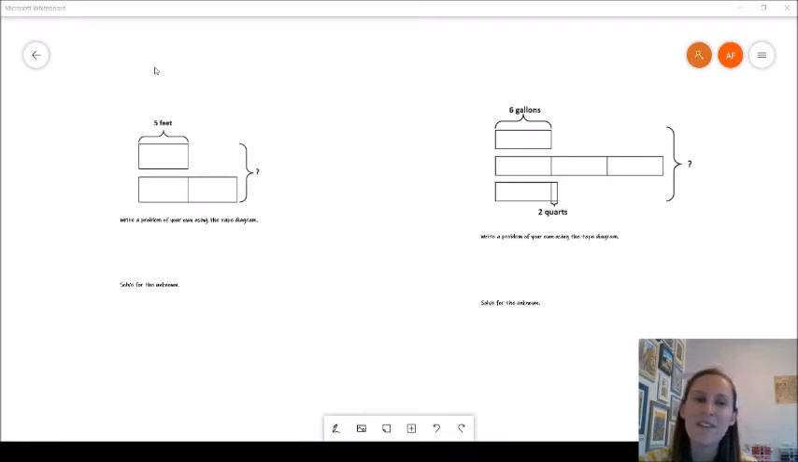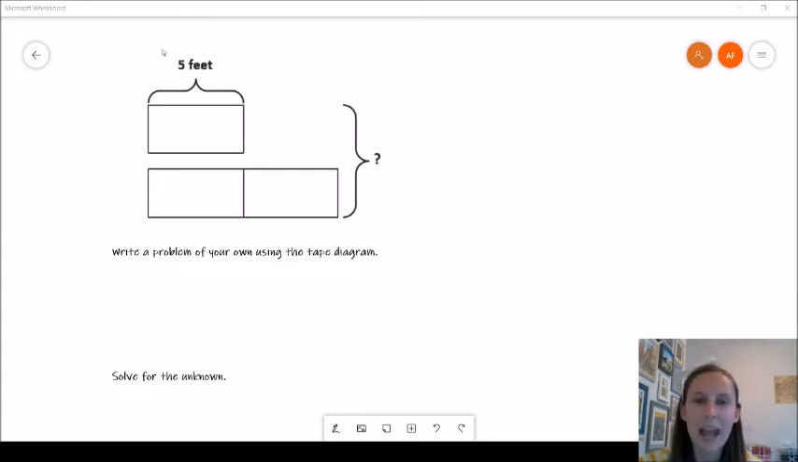Today's lesson is pretty fun because we get to write our own word problems. And when you go and complete question 2 in your lesson 5 problem set, you are going to write your own word problem as well. We are going to be taking a look at 2 examples of how we can write a word problem based on a tape diagram. So let's take a look at our first tape diagram here.